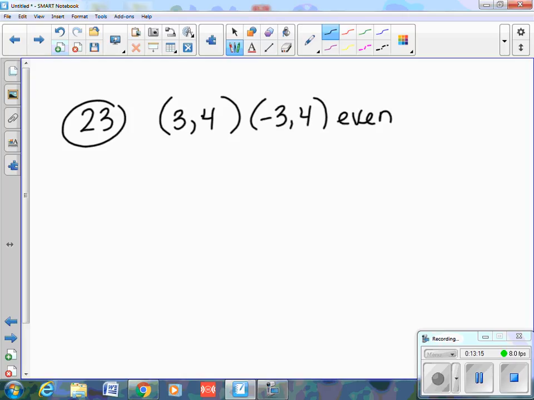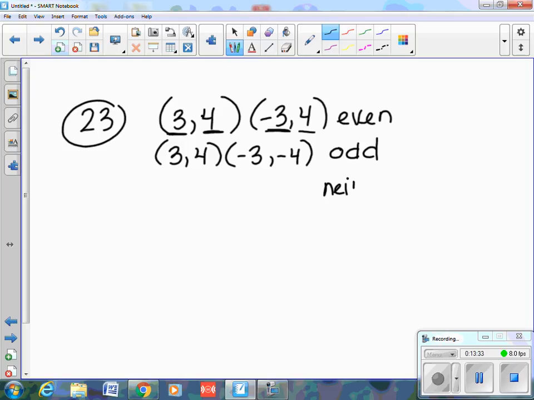Even: if the x values are opposite, but the y values are the same. Odd: if both of them are opposites of each other, then it's odd. Neither: you get weird answers, they don't even have opposites.